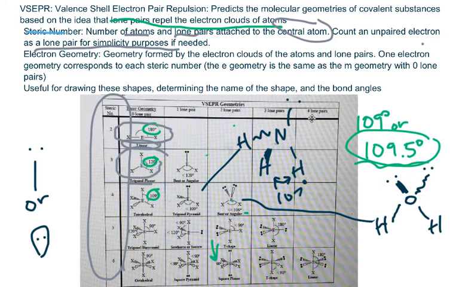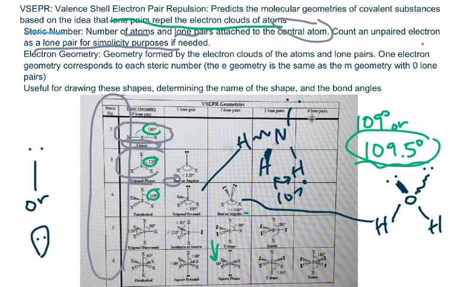Or you could have two atoms attached and one lone pair attached, and you would get a bond angle of, it says, less than 120. So maybe something like 118, 117. So when it says less than, it means maybe 2 or 3 degrees less, and it's not extremely less. It's just a little bit less, if you know what I mean. So this will be known as bent.